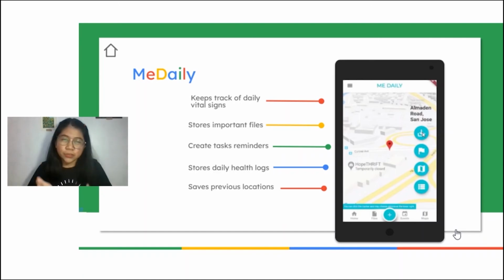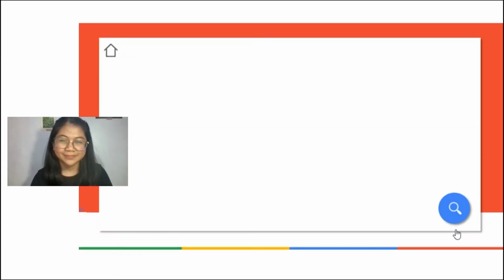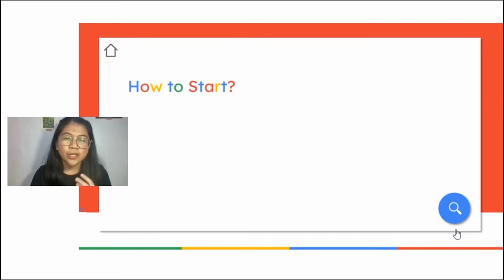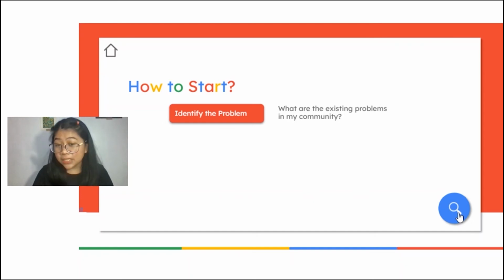So, this solution would not be possible if we hadn't identified a problem. If you're someone who wants to join the challenge but doesn't know what to do, I have prepared a very short walkthrough for all of you. First step, let's get ready. Some of you might be asking, how to start coming up with a solution? First, you have to identify the problem. You have to ask the question, what problems exist in my community?